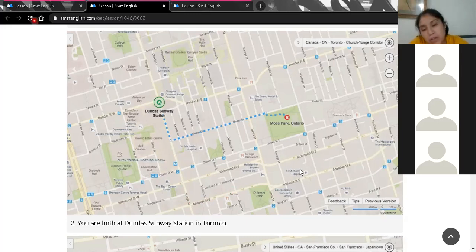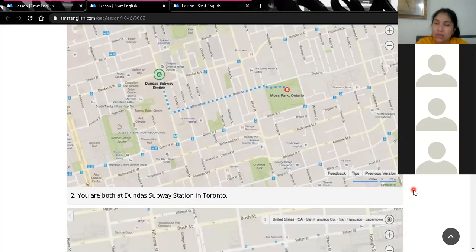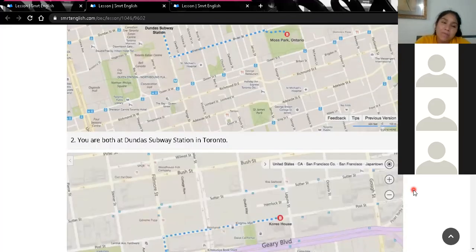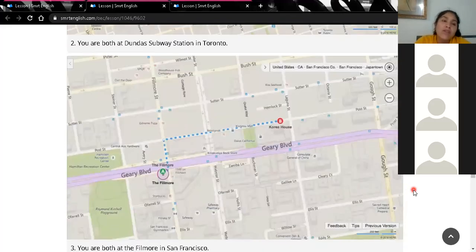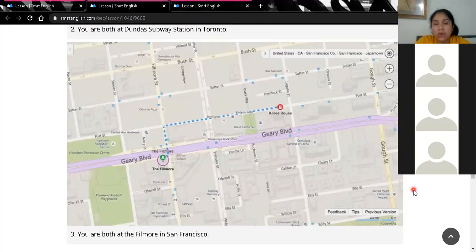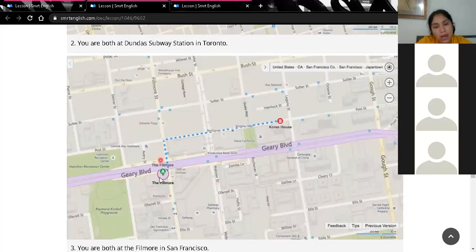Very good. Remember, you can be more specific. It's on the corner of Adelaide Street, or it's next to the church, or it's in front of Holiday Inn. You can use many other expressions, but you're doing good because we're not getting lost. Well, this is just a map, but probably in real life, we wouldn't get lost. Okay, now it says, you are both at Dundas subway station in Toronto. So here we are. And the first place we need to get to is the Korea house.